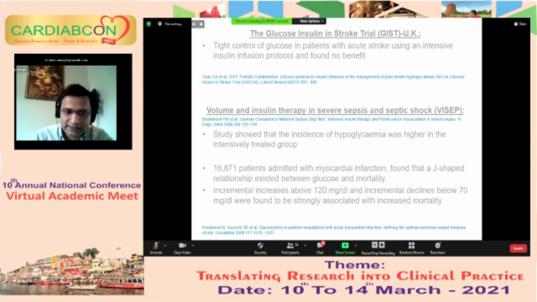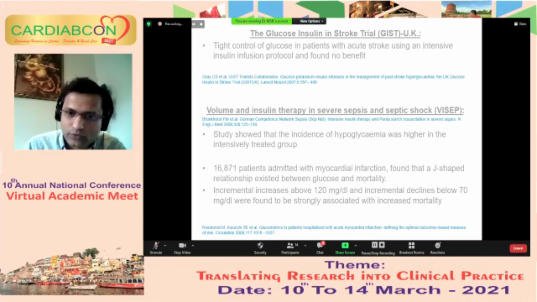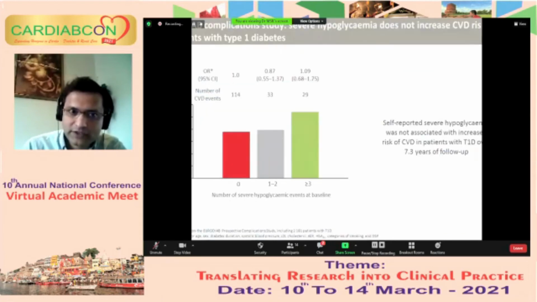And this is the last slide, where we look at the 16,000 patients published in 2008. Again, a very large trial where they found not only hypoglycemia, but also fluctuations in the blood sugars matter. So when there is an incremental rise in the blood sugars above 120 milligram per deciliter or below 70 milligram per deciliter, that can also have an impact on the mortality. So there is a clear J-shaped association, which was seen from this study.